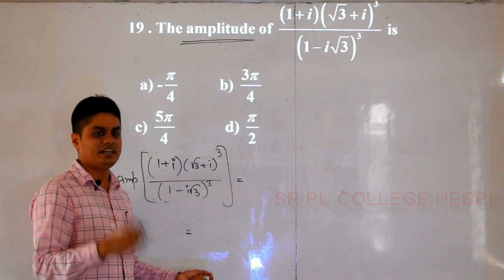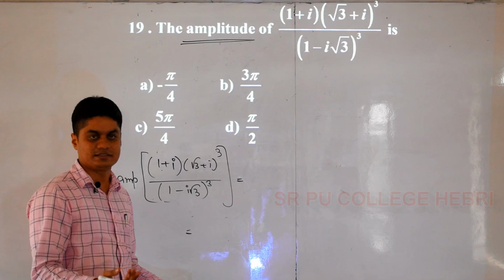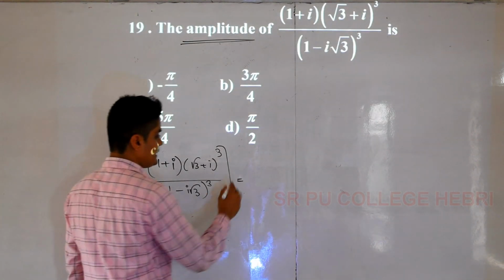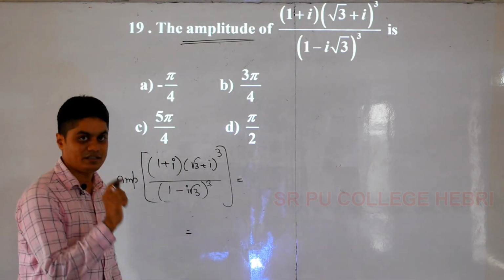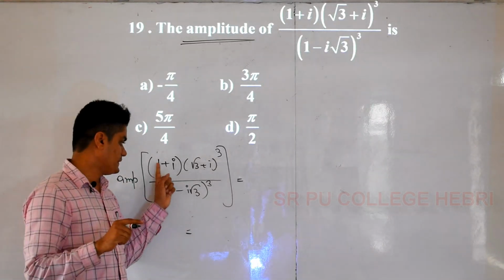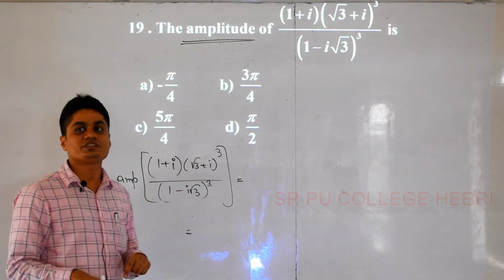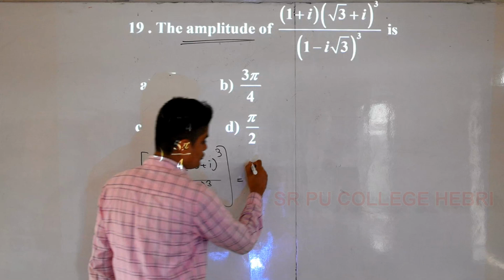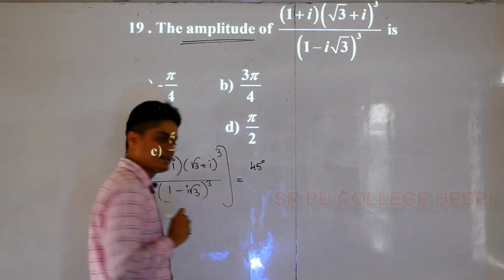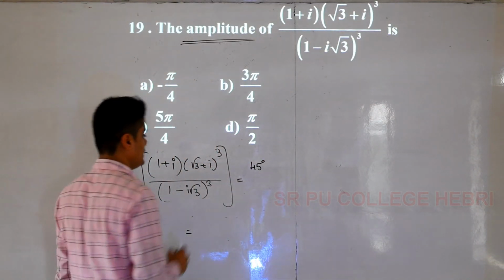Observe carefully. Think a little, and if it's not understood, we can discuss. Okay, see, 1 plus i amplitude, how do you convert? First divided by its magnitude. 1 by root 2, 1 by root 2. Cos theta is 1 by root 2, sin theta is 1 by root 2. Then what is the angle? 45 degree. Correct? Did you understand what I'm saying?